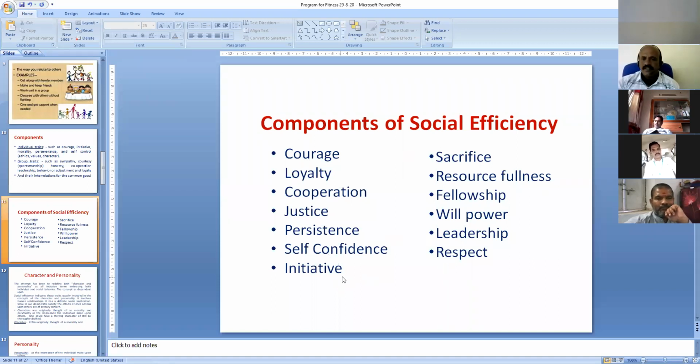Persistence, self-confidence, initiative, sacrifice. Many times you have to sacrifice in a team game, otherwise you cannot score a goal or a point. Sometimes, if you leave selfishness and sacrifice for the team, the achievements are better. And resourcefulness, fellowship, willpower, leadership, respecting the opponents also. These qualities come under social efficiency.